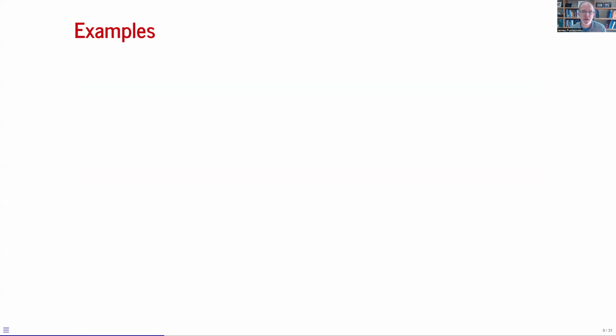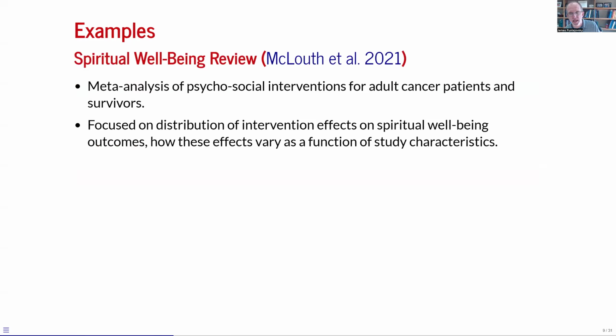Some of it from my own work, some of it from colleagues to whom we're very grateful. So today I'm going to use two different examples. One from a review of psychosocial interventions for adult cancer patients, looking at specifically outcomes that are measures of spiritual well-being. So this project is part of a big systematic review grant project. This paper was led by Laurie McCluth, and the focus is on really understanding the intervention effects, summarizing them, and then understanding how those effects vary as a function of a couple of different study characteristics.